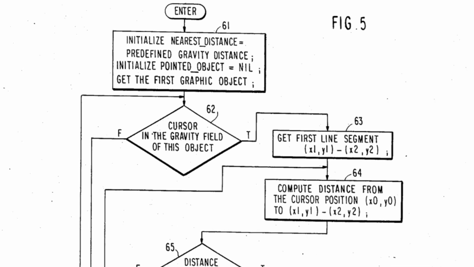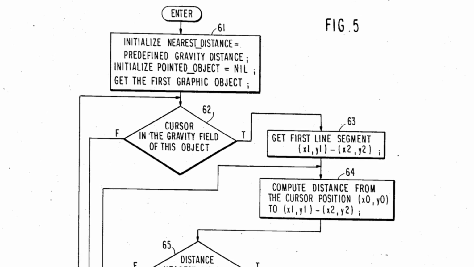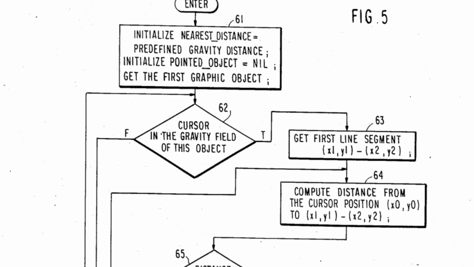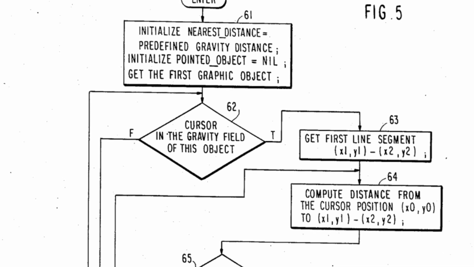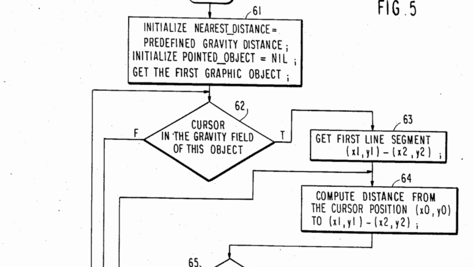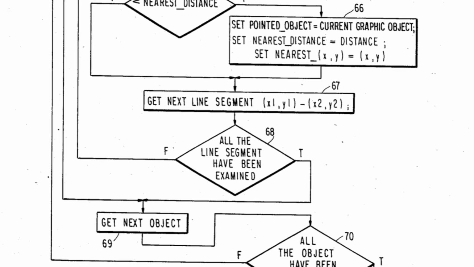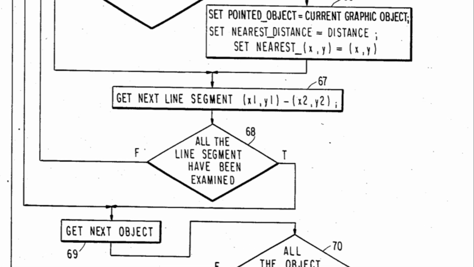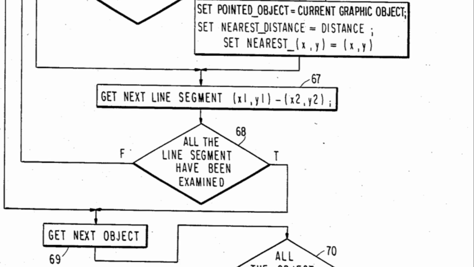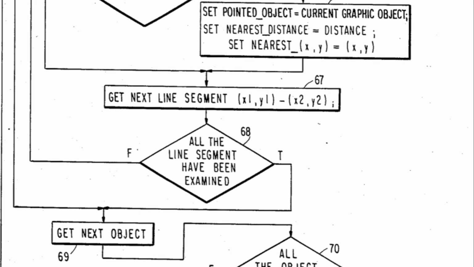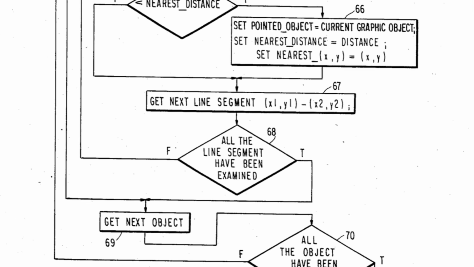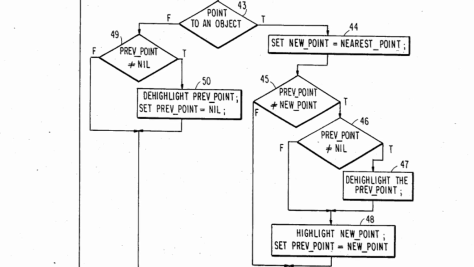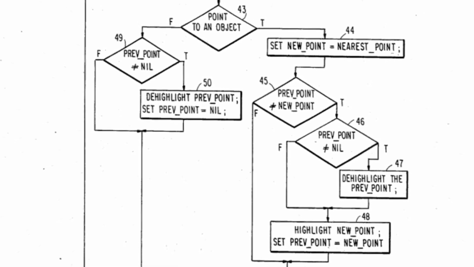The IF statement of decision block 65 is then completed, and in block 67, the next line segment within the current graphic object is retrieved. A test is made in decision block 68 to see if every line segment of the current graphic object has been examined. If not, then the procedure loops back to block 64. Otherwise, the IF statement of decision block 62 is completed. Then in block 69, the next graphic object within the graphic space is retrieved. A test is made in decision block 70 to see if all the graphic objects within the graphic space have been examined. If not, then the procedure loops back to block 62. Otherwise, the flowchart is exited.